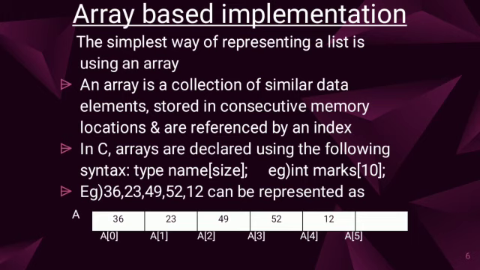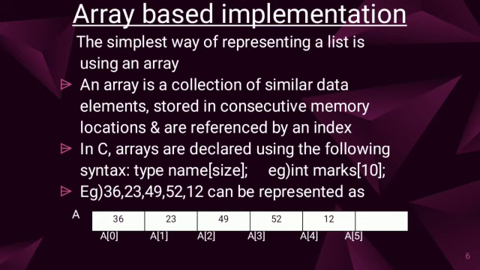The definition of array is it is a collection of similar data elements. That is, in an array we store only elements having the same data type, stored in consecutive memory locations. That means continuous memory location. Finally, the array elements are identified by using their index value, that is 0, 1, 2, 3 and so on.